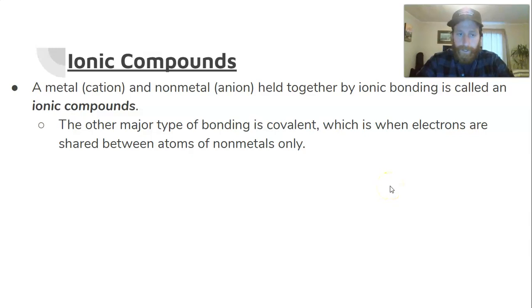Just as a quick aside, the other major type of bonding is called covalent bonding, which is when electrons are shared between atoms of nonmetals only. So the key differences are that the electrons are shared and it's only nonmetals. Whereas in ionic compounds, it's a metal and a nonmetal, and the electrons are completely transferred. One loses and the other gains.